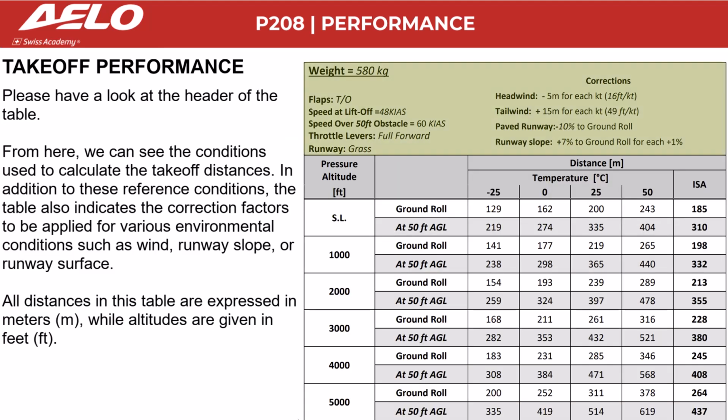Please have a look at the header of the table. From here, we can see the conditions used to calculate the takeoff distances. In addition to these reference conditions, the table also indicates the correction factors to be applied for various environmental conditions such as wind, runway slope, or runway surface. All distances in this table are expressed in meters, m, while altitudes are given in feet, ft.